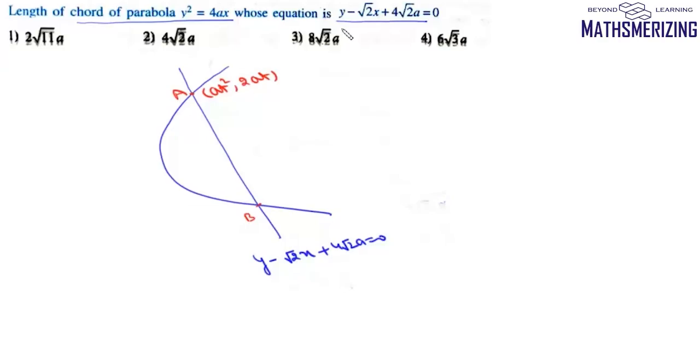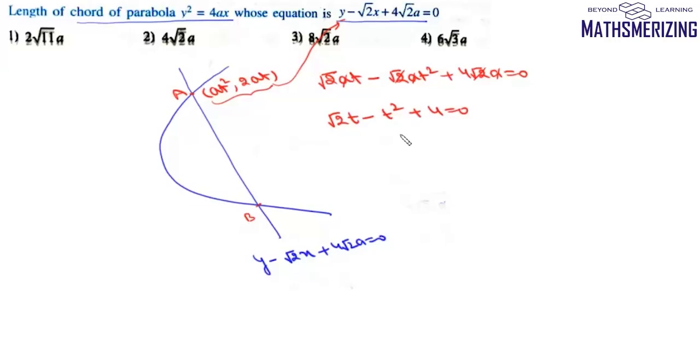So we'll find those points on this line which are of the form at square, 2at. So we'll just put this value in the equation. So we'll get 2at minus root 2 a t square plus 4 root 2 a equals 0. So we'll cancel this a and we'll also cancel this root 2. So we can write this equation as root 2t minus t square plus 4 equals to 0, or t square minus root 2t minus 4 equals to 0.